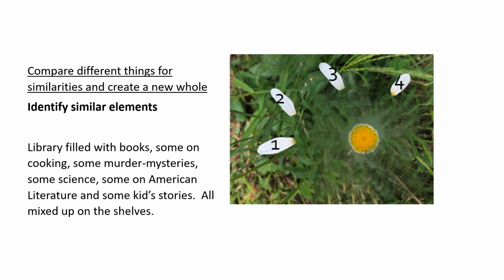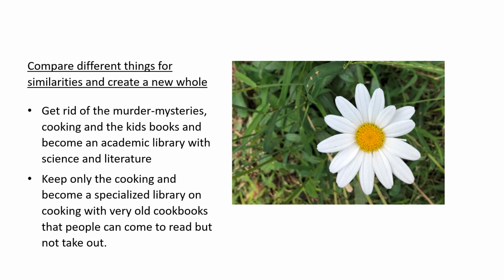You could decide that you've got all this library and you're going to organize all the like things together: cooking, murder mysteries, kids books, science, literature. And you could get rid of the murder mysteries and the cookbooks and the child-oriented books, and you could just keep the science and literature, and you could become an academic library. Alternatively, you could get rid of everything except the cookbooks, and you could add to your cookbook collection. You could become a specialized library in cooking and food history.